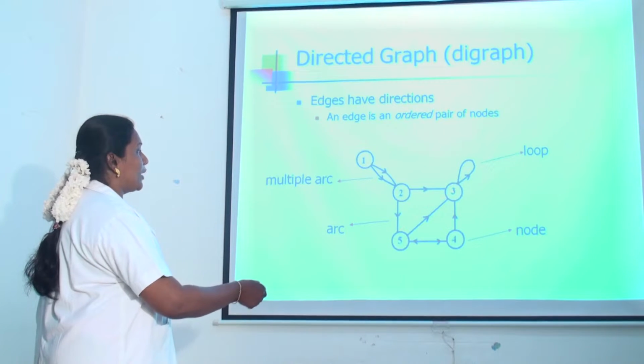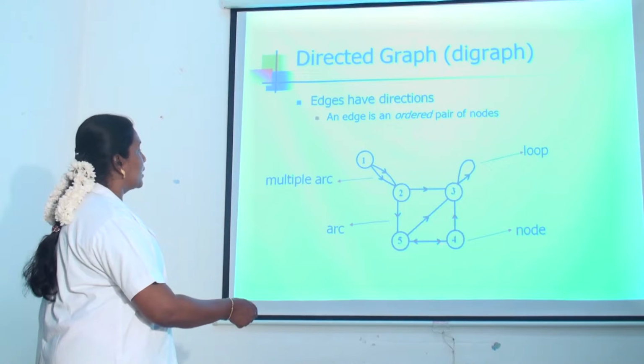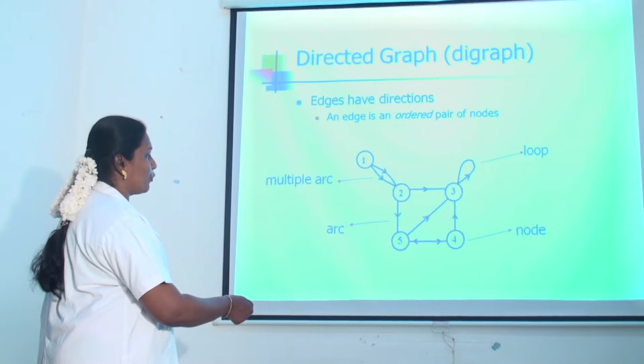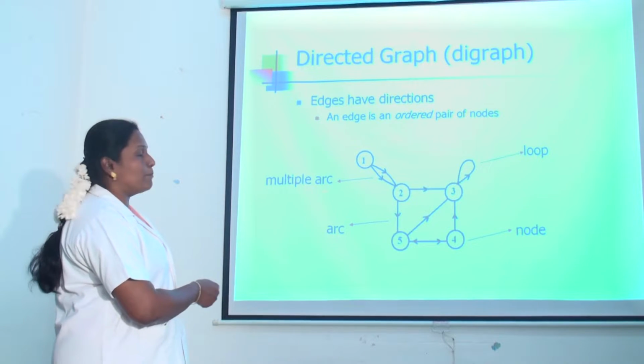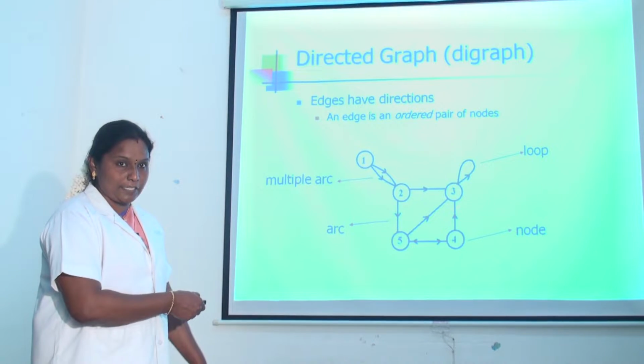5 to 3 is only one edge. For the remaining, 5 to 4 and then 4 to 5, we have two edges. Those edges are called multiple arcs or multiple edges.